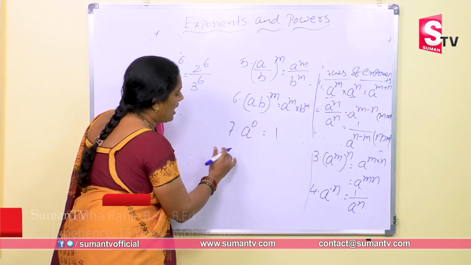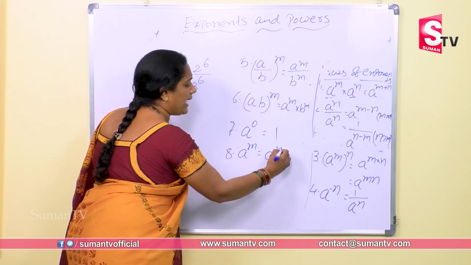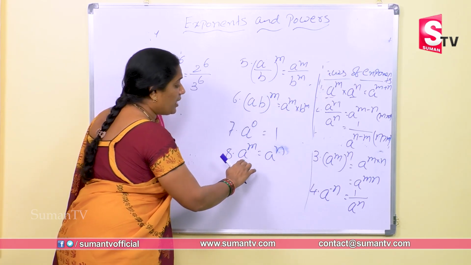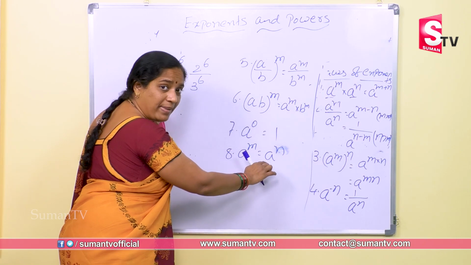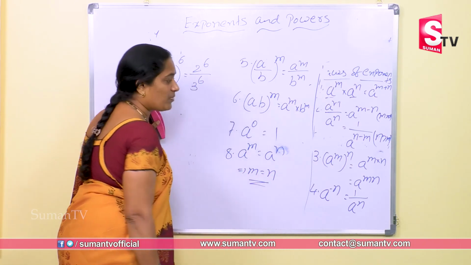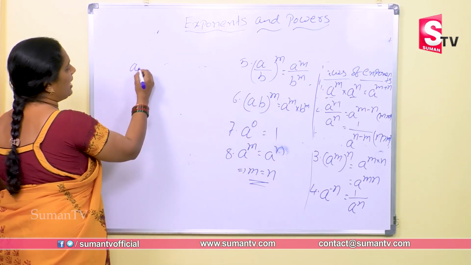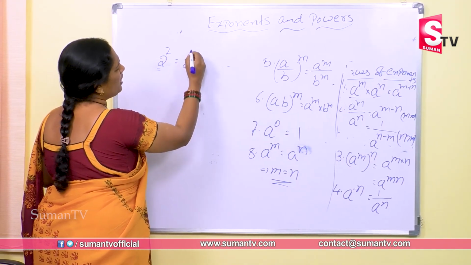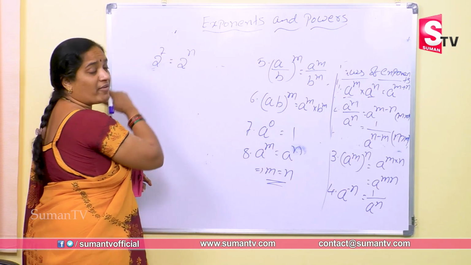Now, the next formula, the last one: if a power m is equal to a power n, here you have to notice both the terms are equal with the same base, then you can equate the exponents. How do you apply that? 2 to the power of 7 is equal to 2 to the power of n.